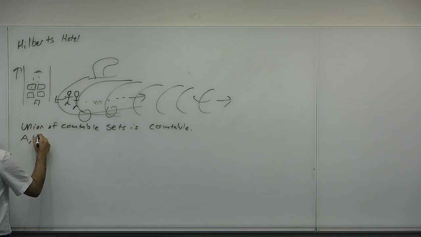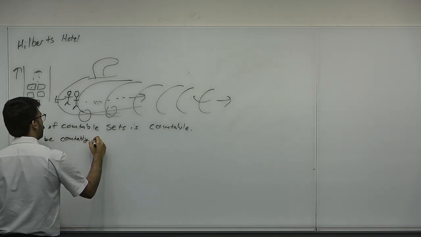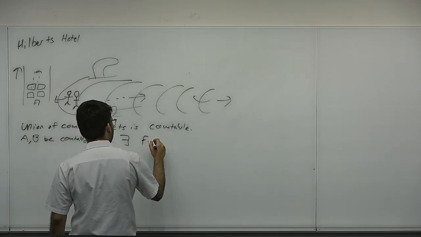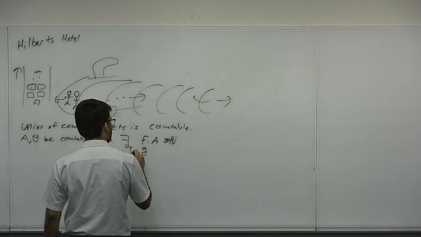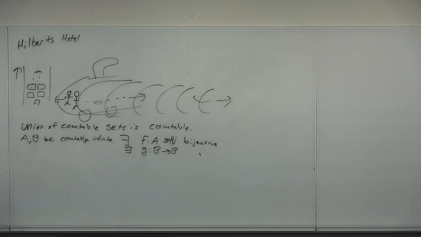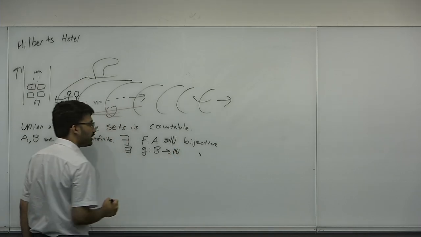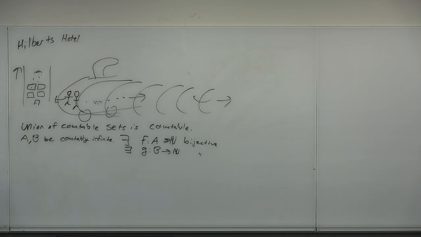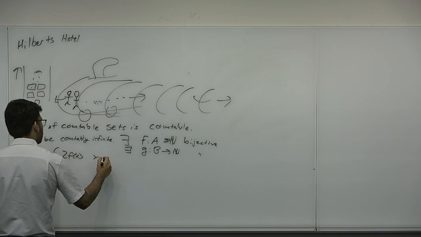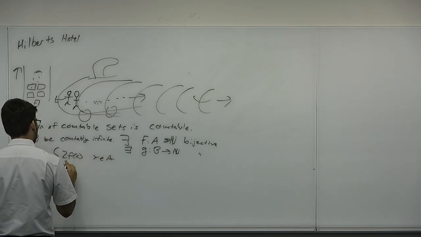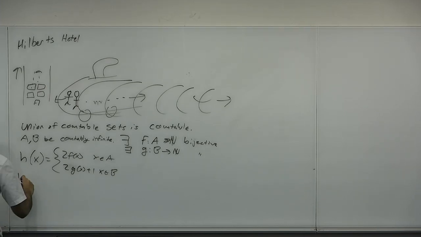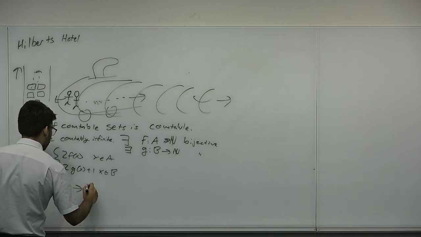So let A and B be countable. We'll even say countably infinite. Then there exist bijections F from A to the naturals, and G from B to the naturals. If we assume A and B are countably infinite, then there exist bijections from those sets to the naturals. I claim the following is a bijection for A union B. H of X is equal to 2F(X) if X is in A, and 2G(X) plus 1 if X is in B. I claim that H takes A union B to the naturals bijectively.